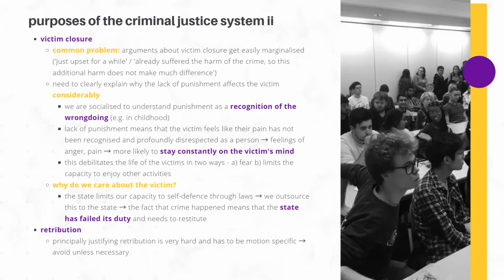Finally, in terms of purposes of the criminal justice system, I want to talk briefly about retribution, and then I'll pause for questions. The thing I want to say about retribution is that principally justifying retribution in general is something that's very, very difficult. Usually, this has to be something that's motion specific, i.e., you have to be in a motion that either requires you to get something very particular about retribution that exists, or be in a motion that's going to lead the other side to wanting to, for strategic reasons, concede to some extent that retribution is something that you're going to care about.